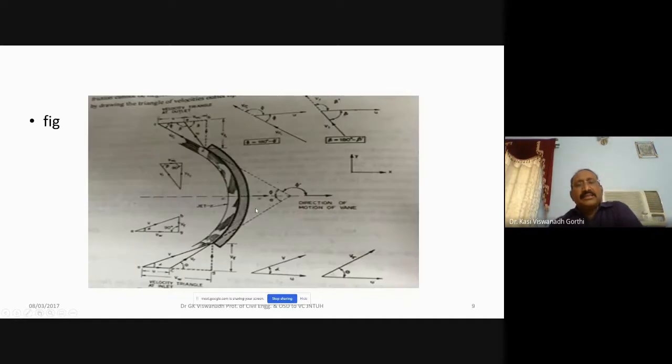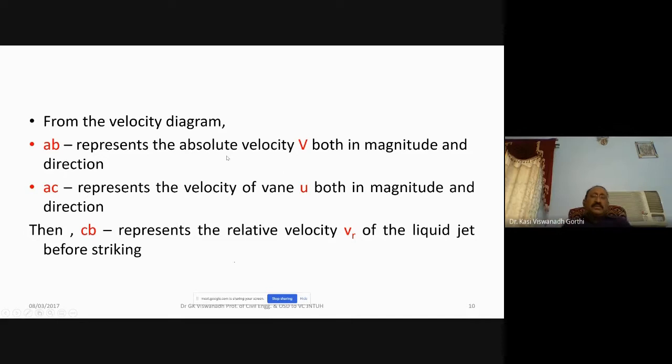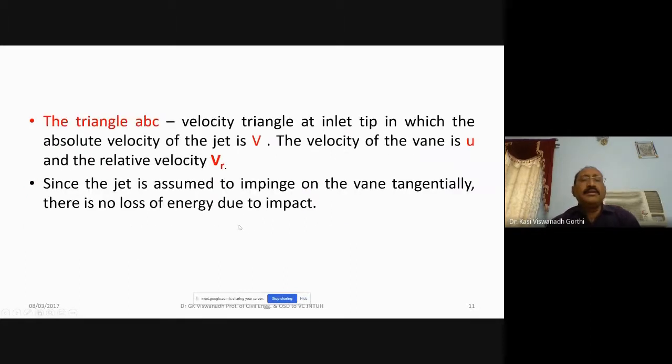Okay, as the angles here, similarly the outlet velocity diagram also, as we have seen. In that figure, if you observe AB, which is the absolute velocity both in magnitude and direction, AC, the velocity of the vane both in magnitude and direction, then the line joining these 2 points, CB, gives you the relative velocity VR. So the triangle ABC is called the velocity triangle or velocity diagram at inlet tip.